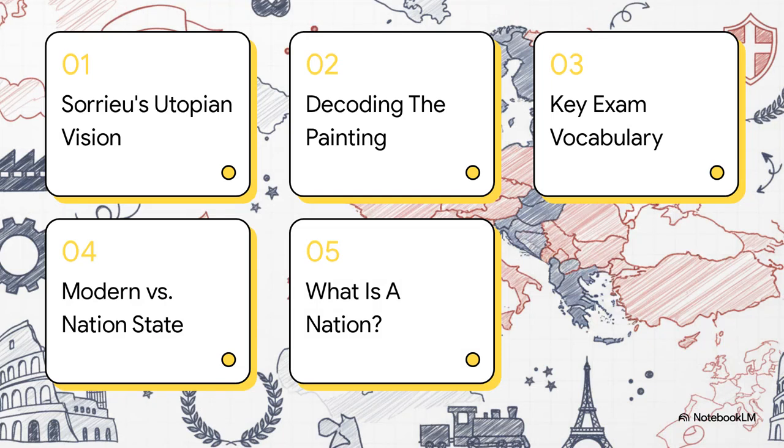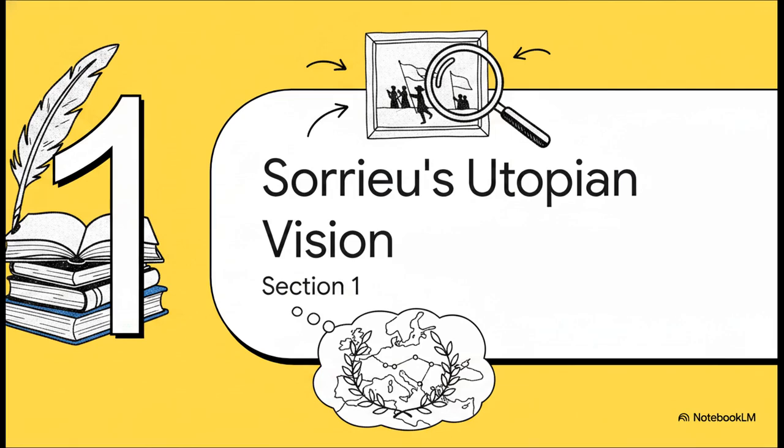So here's our game plan for today. We'll start with Soryo's utopian vision, move into decoding that famous painting, hit the key exam vocabulary, break down modern versus nation states, and finally tackle Ernst Renan's big question: what is a nation? Let's go. All right, Section 1, Soryo's utopian vision.